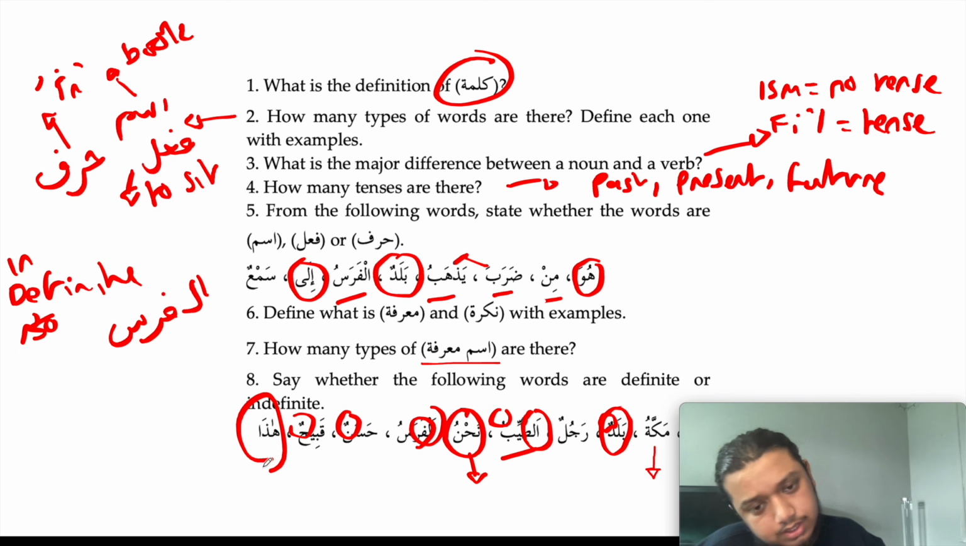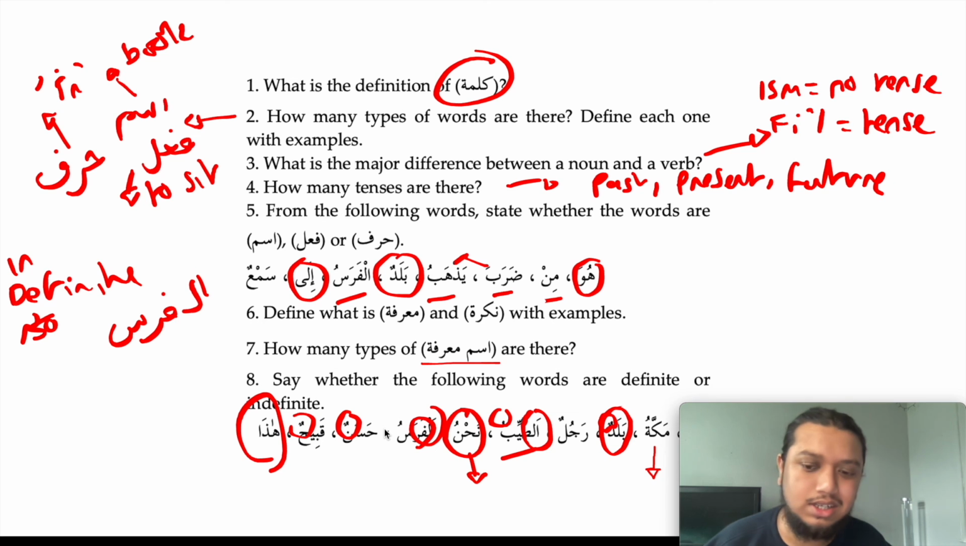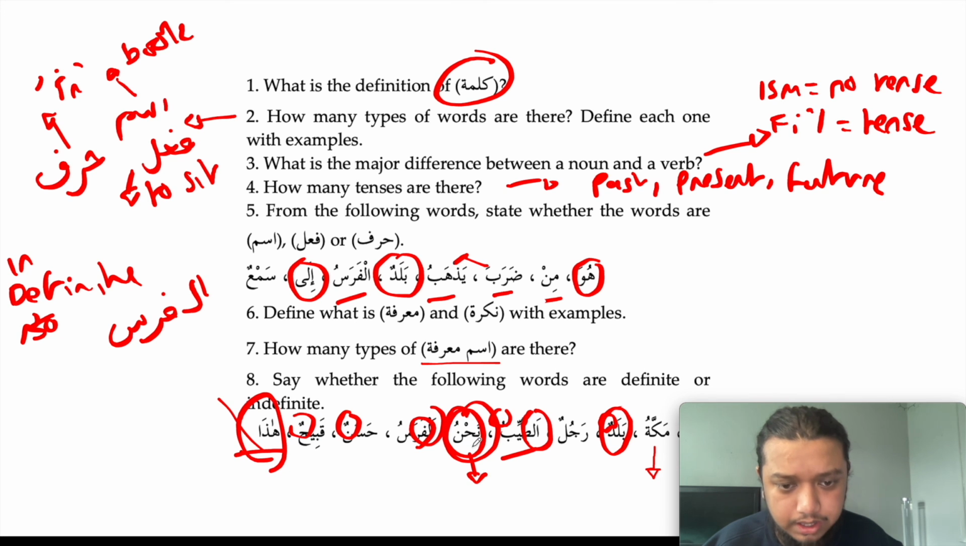Hadha is definite. This is an ismul ishara. It's a demonstrative pronoun. We will learn what these are in future lessons. I've glossed over them in one of the previous lessons, which will be attached if you would like to view this, but you don't have to learn things like ismul ishara and ad-dama'ir right now. We will learn them in future lessons properly, inshallah.